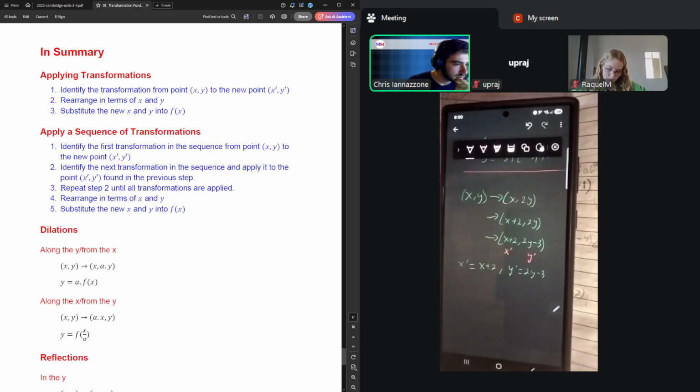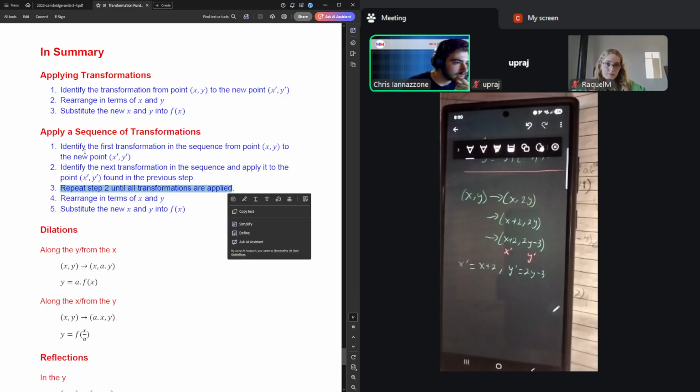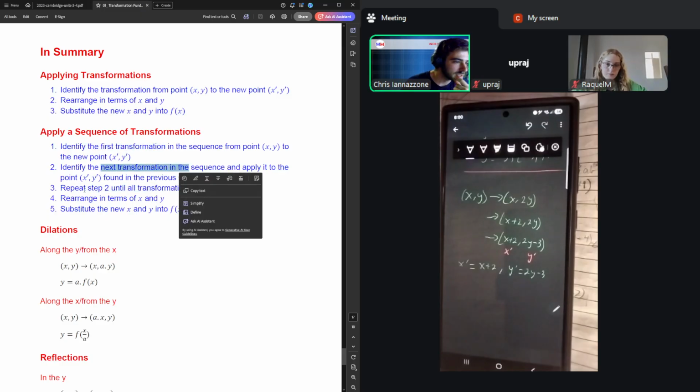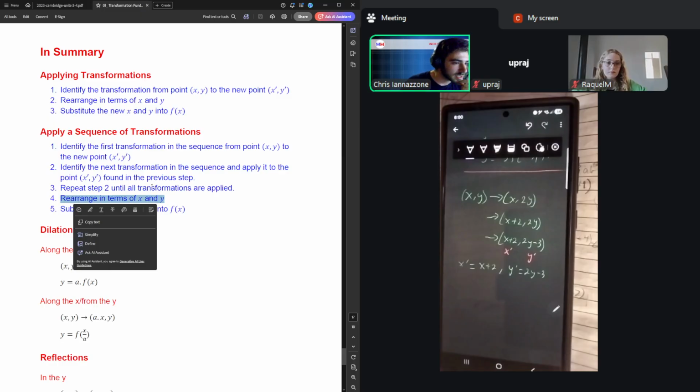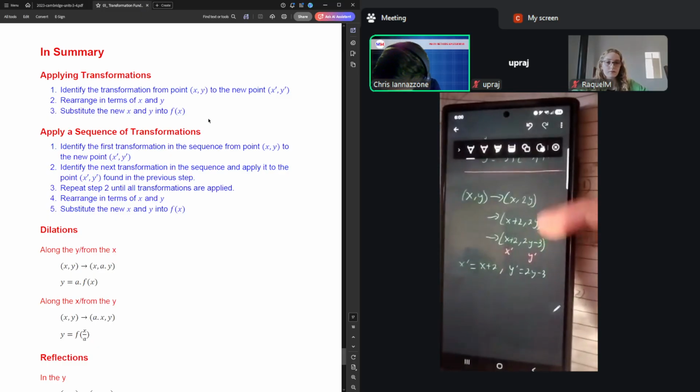So if we take a quick step back and have a look at the step-by-steps, we have done up to step 3. We identify what the first transformation is, we did the next one, and then we did it until we finished all of those steps. Step 4 tells us to rearrange to get x and y on their own. So what's that going to look like?